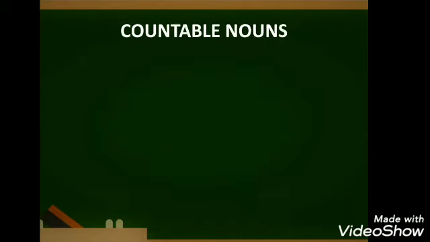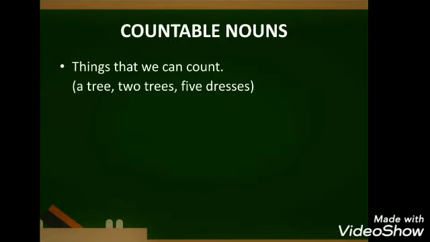Countable nouns. The first point is, countable nouns are things that we can count. Here, the name itself denotes. Countable means count. We can count them like 1, 2, 3, 4 and so on. Here are the examples of countable nouns that we can count. Like, we can count a tree, 2 trees. We can count a dress or 1 dress, 2 dresses, 3 dresses, 5 dresses and so on.